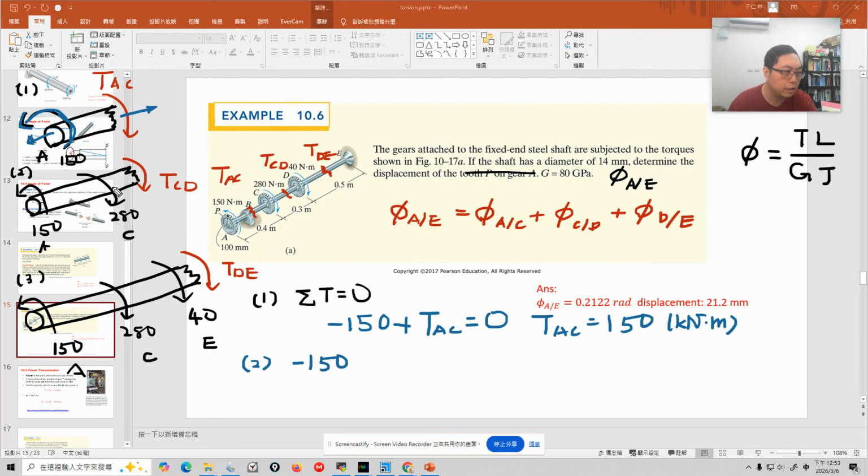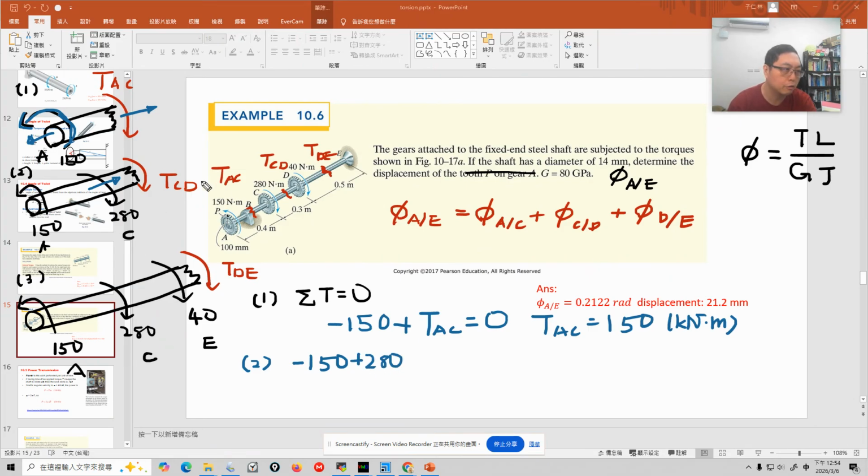It's rotating this direction, so you also use the right hand rule. It's rotated in this direction. The thumb direction is here, so it points outward to the surface. Right now our surface cut section is here, so it's outward to the surface. So the 280 is plus.